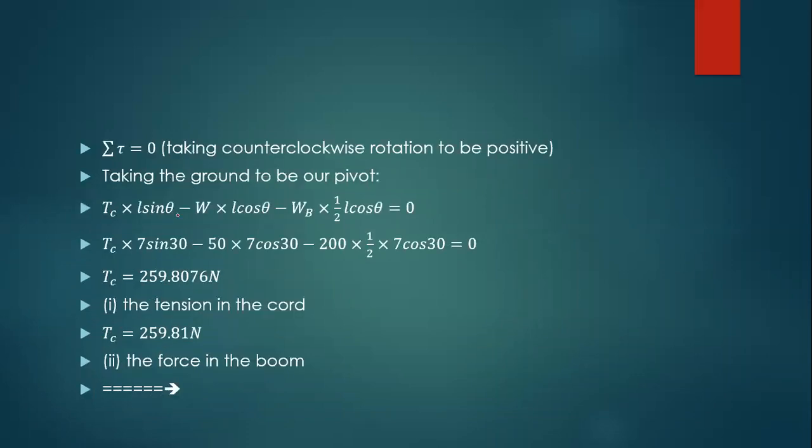Now, let's see if we can compute torque. Summation of all torque is equal to 0. So taking counterclockwise rotation to be positive, always taking counterclockwise rotation to be positive. And now here we are taking the pivot to be the ground, or should I say the hinge, where the hinge is.